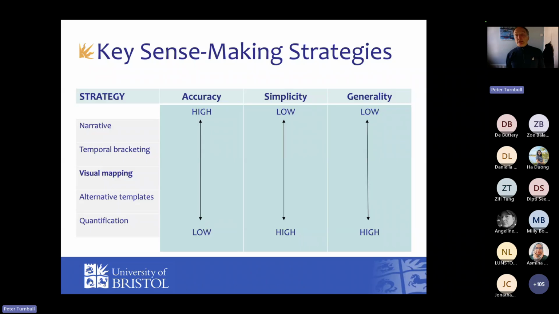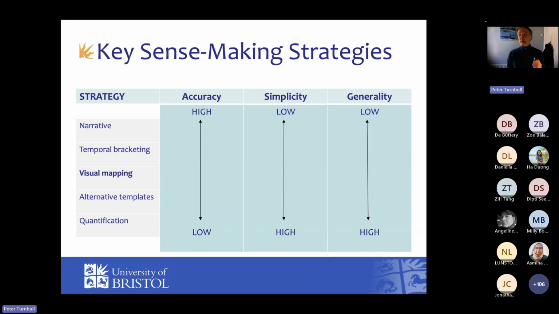So visual mapping sits in the middle of these different sense-making strategies that we use. So sometimes we have a narrative where we write everything down about what happened, why it happened, who said what to who, where, when, why, etc.